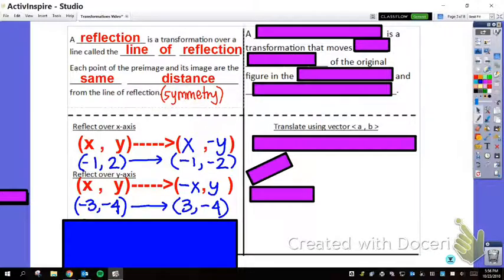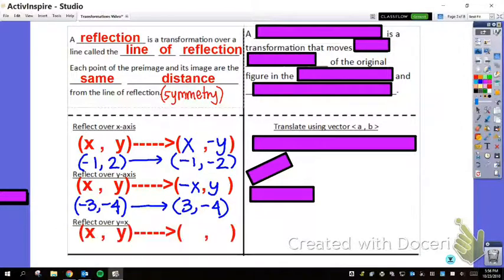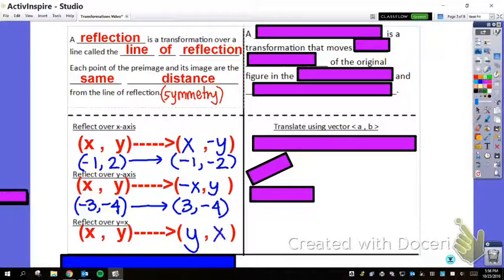Then our last one is when we are reflecting over the line y equals x. When we reflect over the line y equals x, our original coordinate (x, y) flips places. So neither one is becoming the opposite, but they are flipping location. The y coordinate will go first, and the x coordinate will go second. So say we have (2, -1) as our coordinate. Then our new coordinate would be (-1, 2), because they just flip places. So that's looking at reflection.